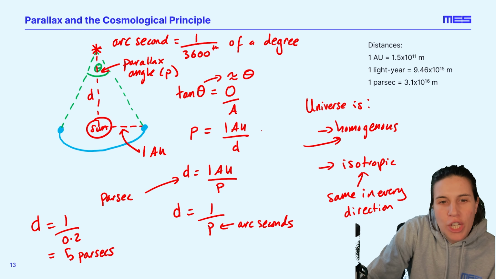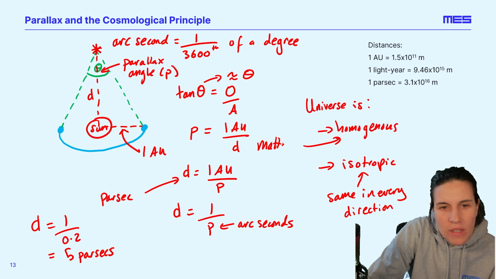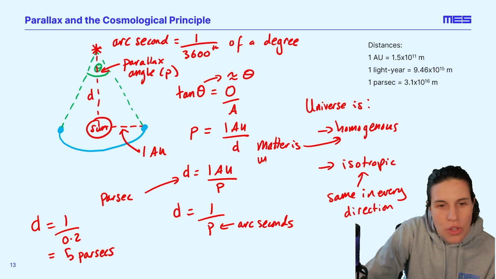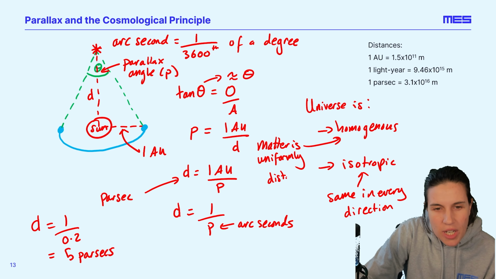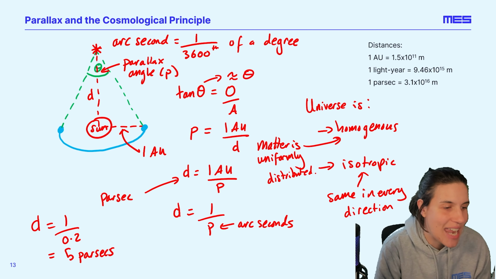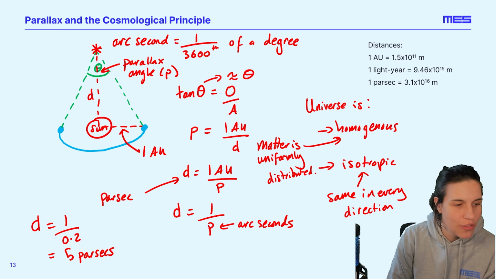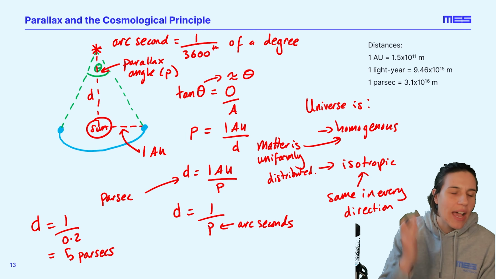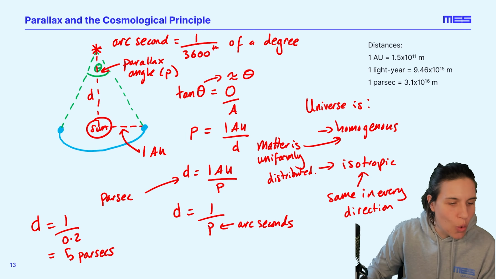And homogeneous means that matter is roughly uniformly distributed. So if we take a large chunk of the universe, it should have the same density as any other large chunk of the universe. And there you go. That's parallax and cosmological principle all done for you.